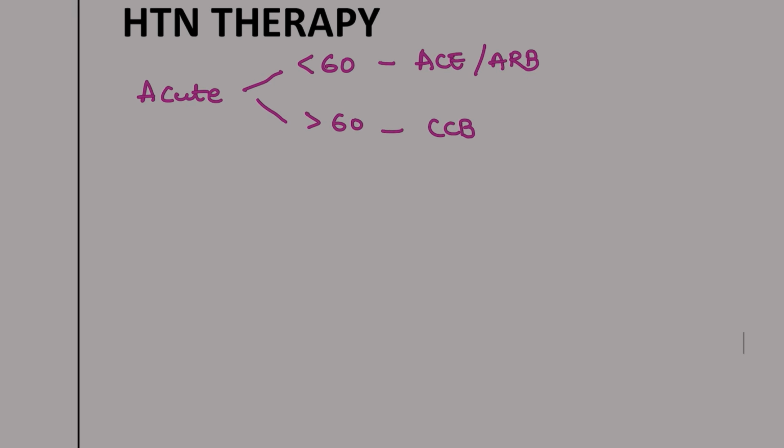If the patient is presenting with acute hypertension, is the patient less than 60 years or more than 60 years? If the patient is less than 60 years, then I will be going for the ACE or ARB drugs. If the patient is more than 60 years, then I'm going to give calcium channel blockers. This is how I'm going to give.